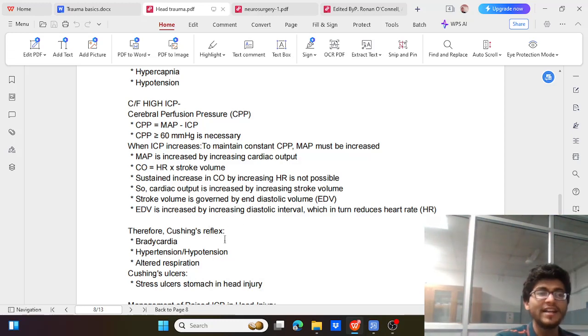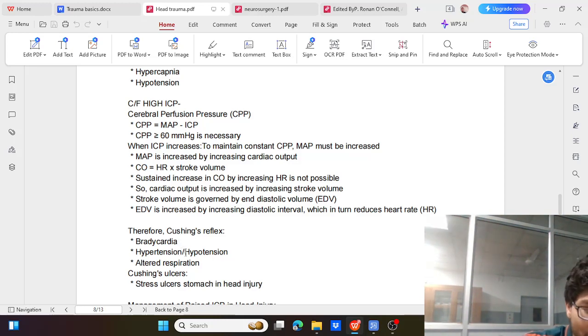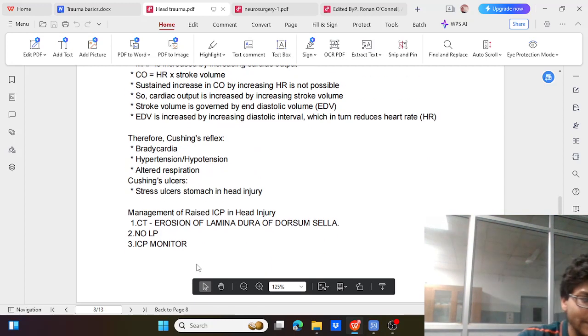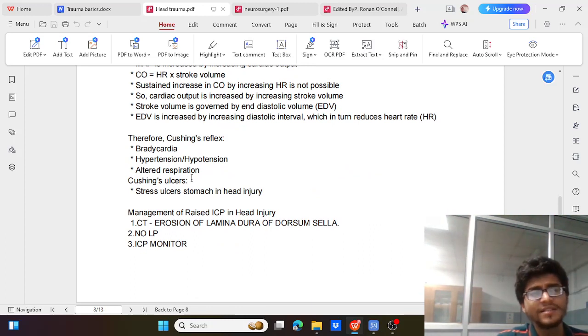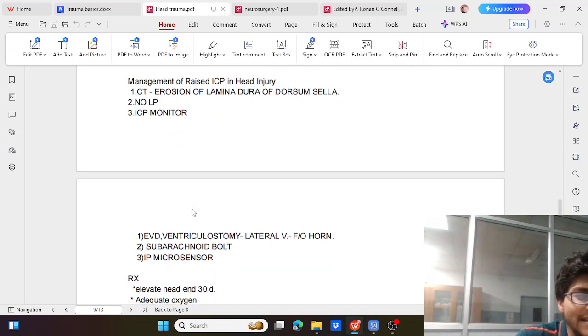So what is Cushing's reflex? Due to increased intracranial pressure, there will be bradycardia, which we have seen now. Apart from that, there will be hypertension, raised BP, and even sometimes hypotension could be there, and altered respiration. So even his breathing will be affected. Then in case of head injury, there are ulcers in the stomach, known as Cushing's ulcer. Then how do we manage raised ICP?